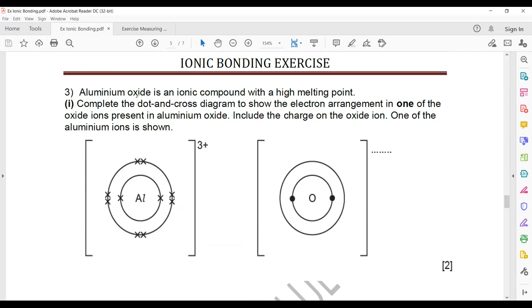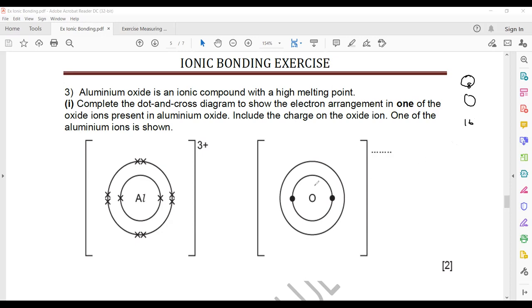Aluminum oxide is an ionic compound with a high melting point. Complete a dot and cross diagram to show how electrons are arranged in one oxide ion present in aluminum oxide. Include a charge on the oxide ion. First we have to complete oxygen, because oxygen is 8 and 16, so the oxygen atom has 8 electrons.